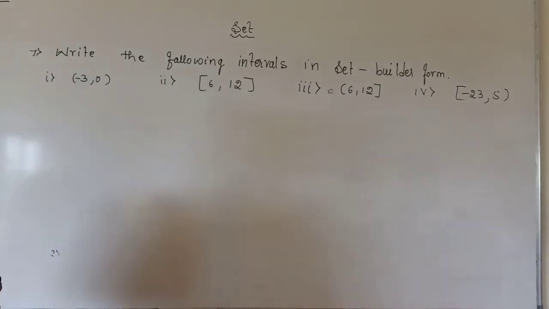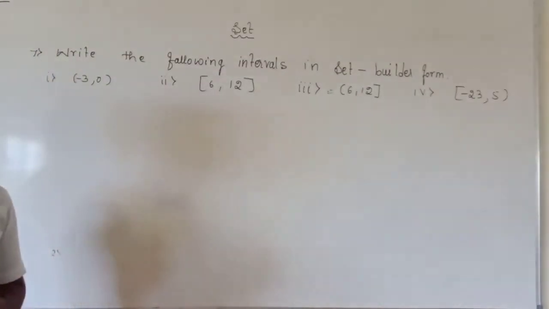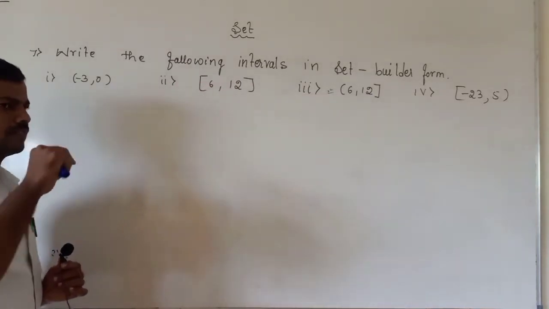So next we come to another type of example. Write the following intervals in set builder form. They have given four intervals, and we have to write them in set builder form. We already know about the set builder: it is nothing but the collection of all the numbers, expressed by a single variable. For that variable we have to write a specified property to get all the real numbers between these.